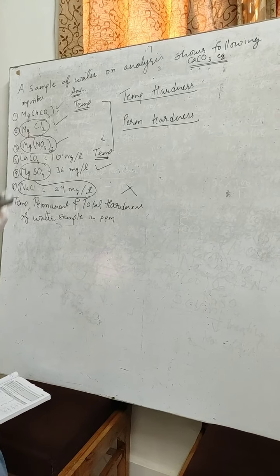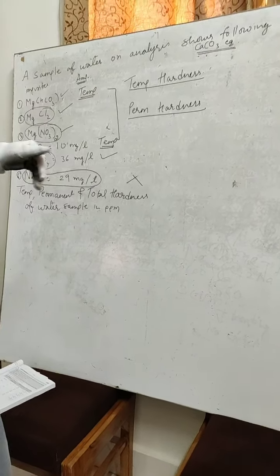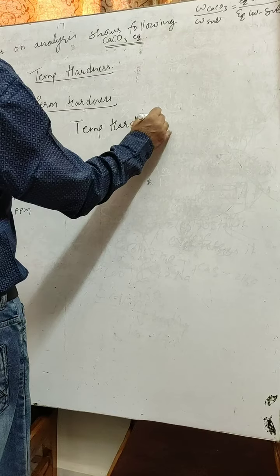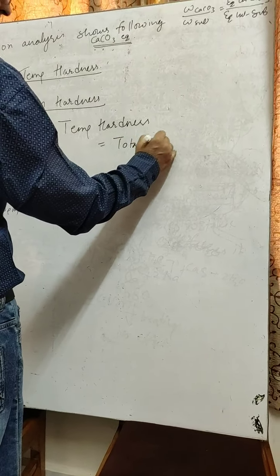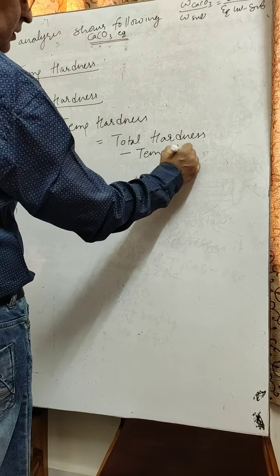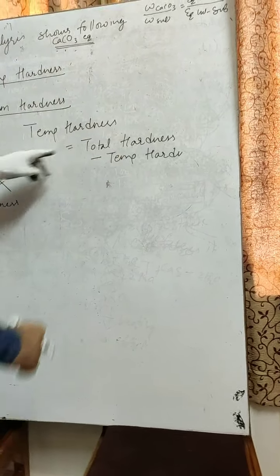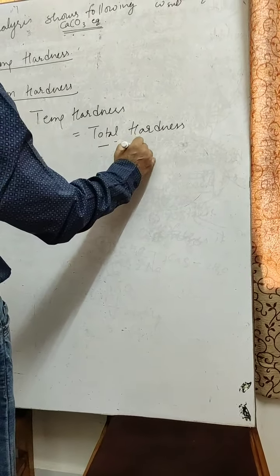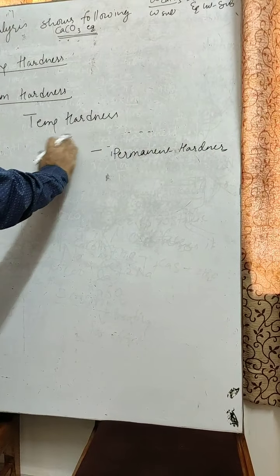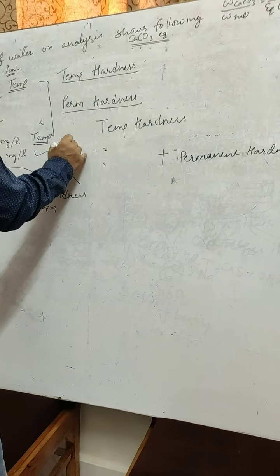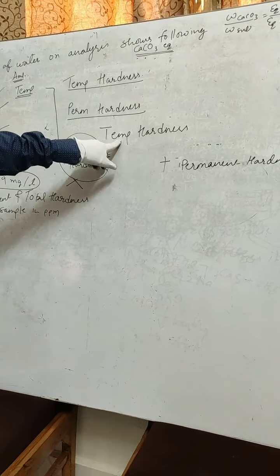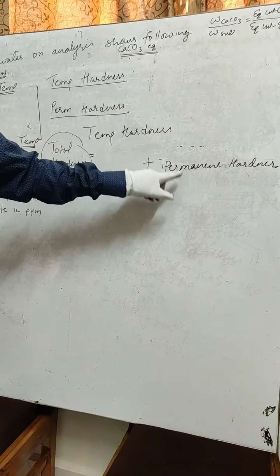Now if the same question is modified to calculate the lime and soda requirement, temporary hardness is to be calculated as total hardness minus permanent hardness. Or you can simply say that if you want to calculate the total hardness, then simply add them. So the total hardness is the sum total of temporary hardness and permanent hardness. So add the values again.